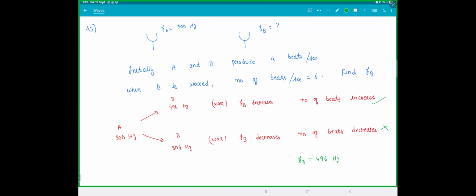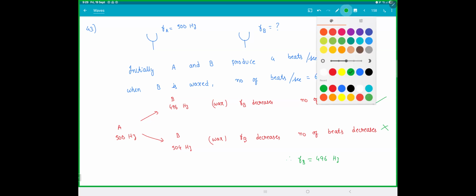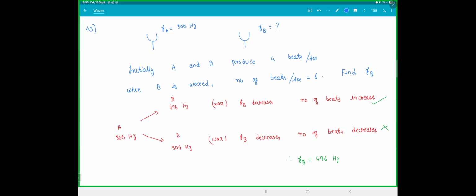Clear with this? I know there is a possibility: put so much wax that 504 becomes 494 or something. But like I said, wax really cannot change so much frequency. Clear with this?